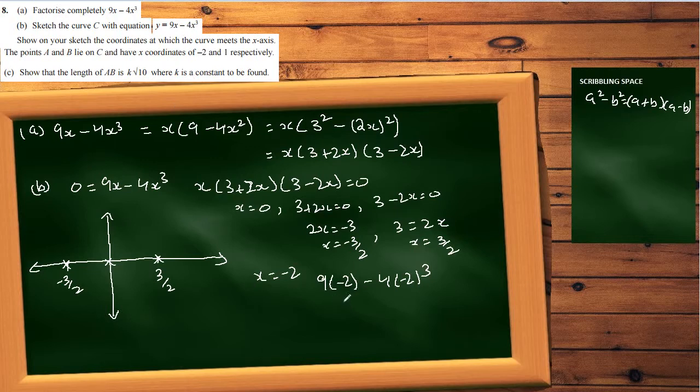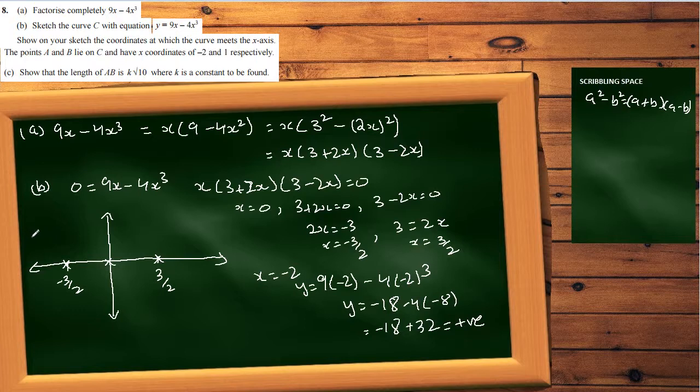So what I'll get is y, because this was y equals. So 9 times minus 2 is minus 18, and minus 2 cubed is minus 8, because minus also gets cubed. So you'll get minus 4 into minus 8. So you have minus 18, and minus into minus is plus, so 8 fours are 32. So you see 32 is greater than minus 18, so you get a positive answer. That immediately tells us that on the left hand side from this point the curve is above.